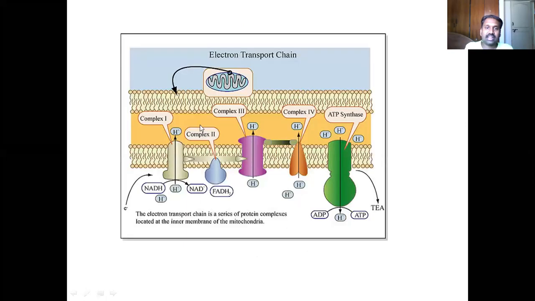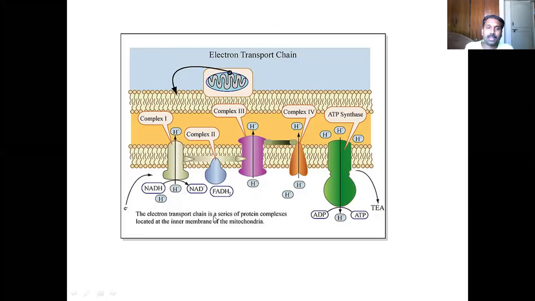Like I showed you, these are the complexes, complex 1, 2, 3, 4 and all. And there are carriers in between complexes. So what are these carriers? Basically these carriers are labile proteins. The membrane proteins can be classified into some types. For example, there are transmembrane proteins, which extend from one end of the membrane to the other. There are proteins which are fixed to the membranes. There are proteins which are labile, labile means floating in the membrane.